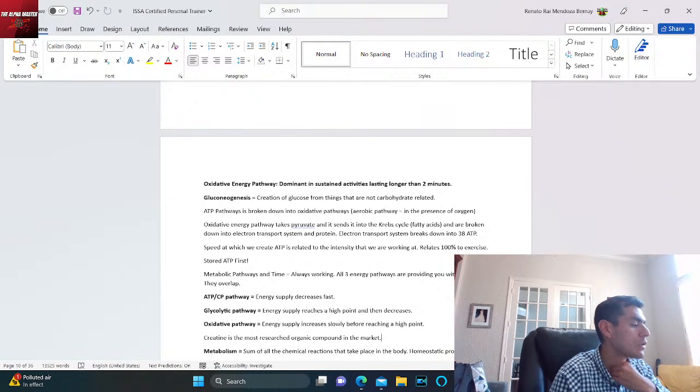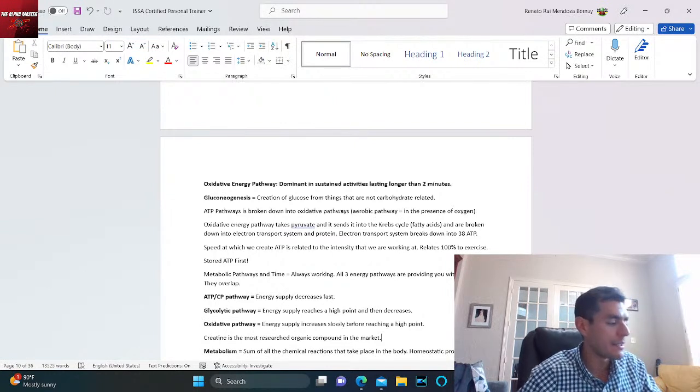Glycolytic is the breaking down of glucose to produce more ATP. Glycogen is the stored form of glucose. It lasts from 10 seconds to 2 minutes. An example is a 400-meter run, and it's still anaerobic, without oxygen.